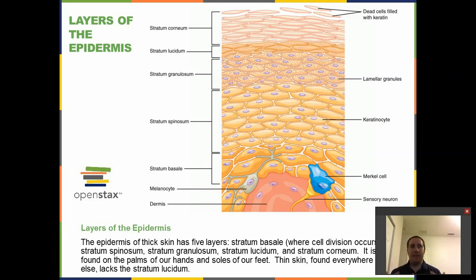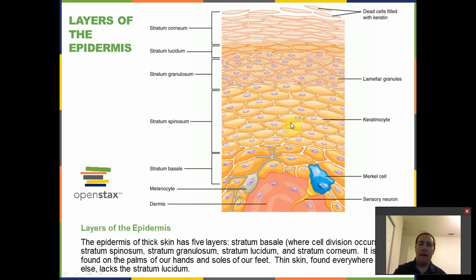And remember, our skin is a keratinized stratified squamous epithelium. Clearly, there's more than one layer here, right? And the outermost layer of cells is flat, and so it's squamous.